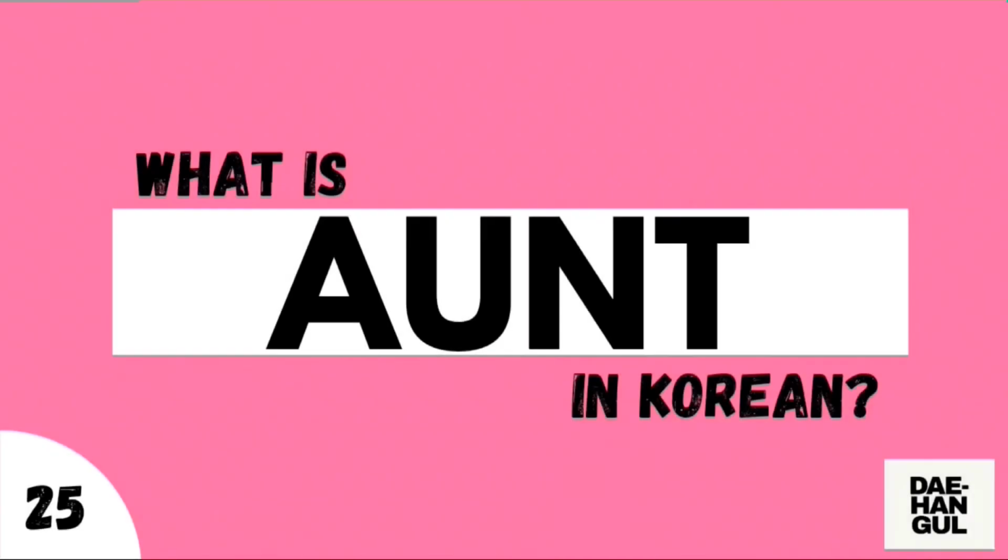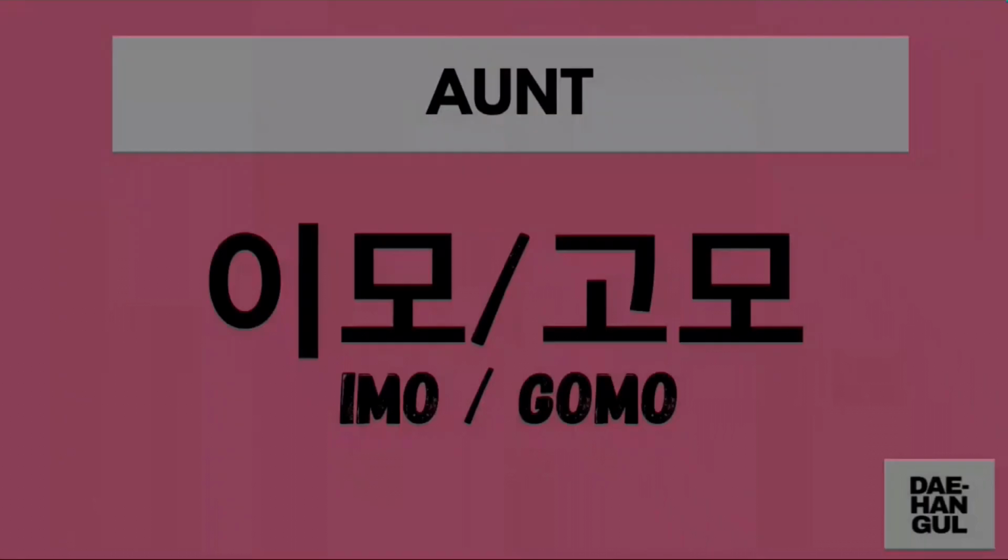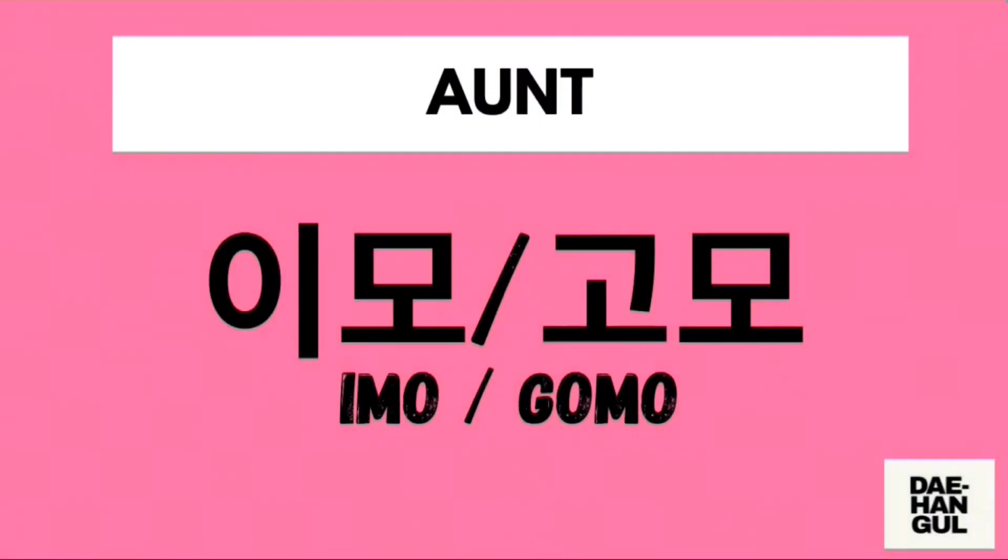What is aunt in Korean? There are two possible terms for aunt. If it is your maternal aunt, the term is imo. If it is your paternal aunt, it is gomo. Imo is pronounced as a two-syllable word. The first syllable is i and the second syllable is mo. While gomo is also pronounced as a two-syllable word. The first syllable is go and the second syllable is mo. Again, imo is your mother's sister and gomo is your father's sister.